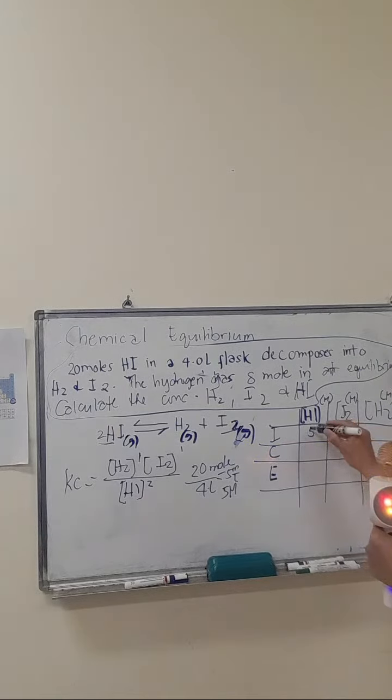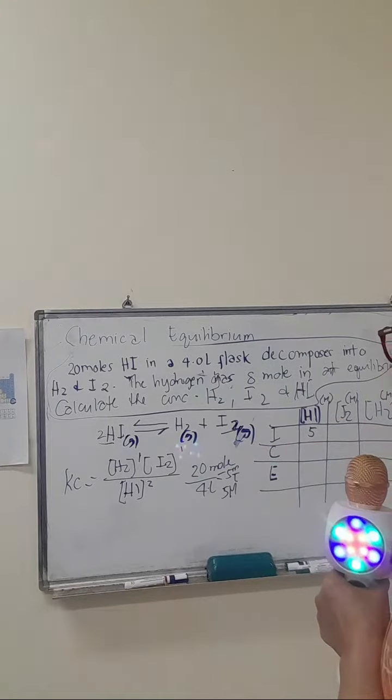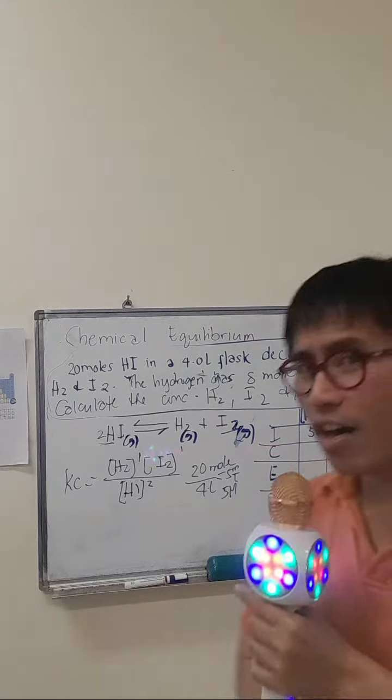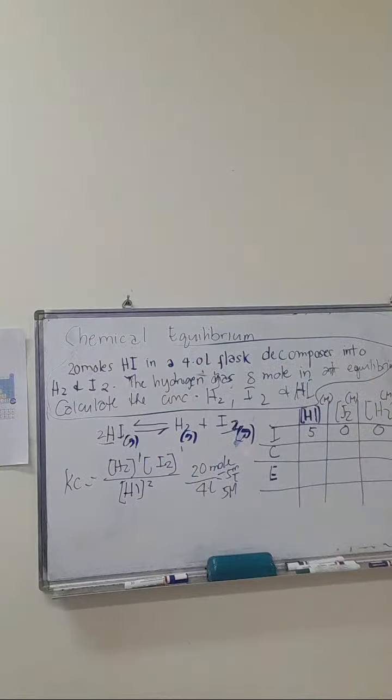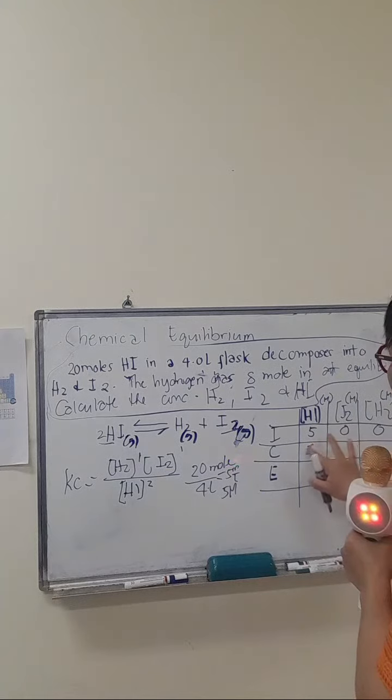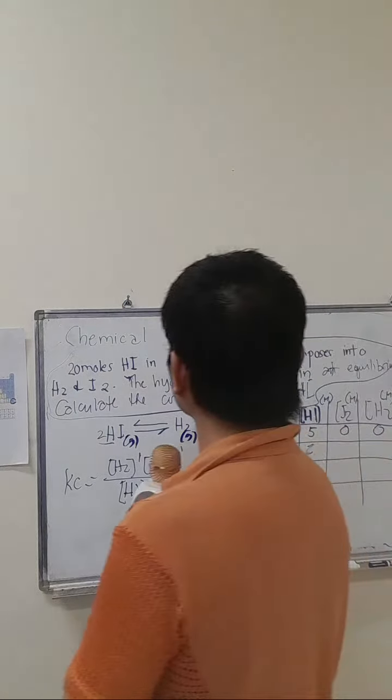Initial, we don't have initial for H2 and I2 because H2 and I2 are not in the reactant. Of course, it's 0, 0. For the changes, we let X be the concentration of hydroiodic gas to appear in the chemical reaction. So, 5 times X. Again, this is the chemical reaction.